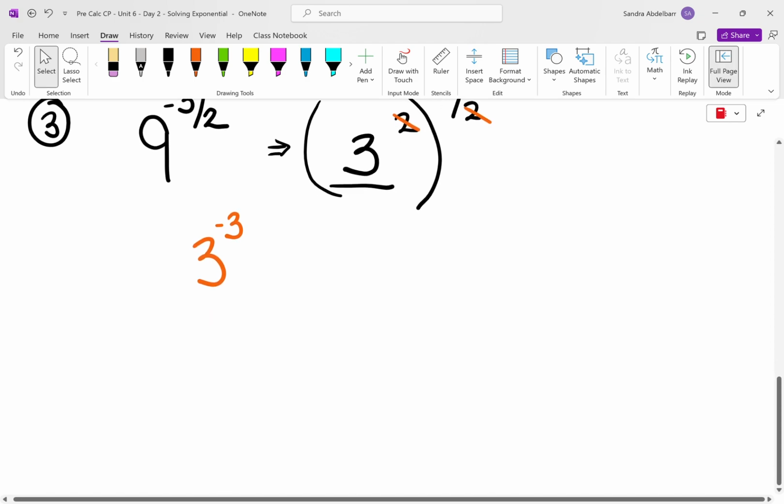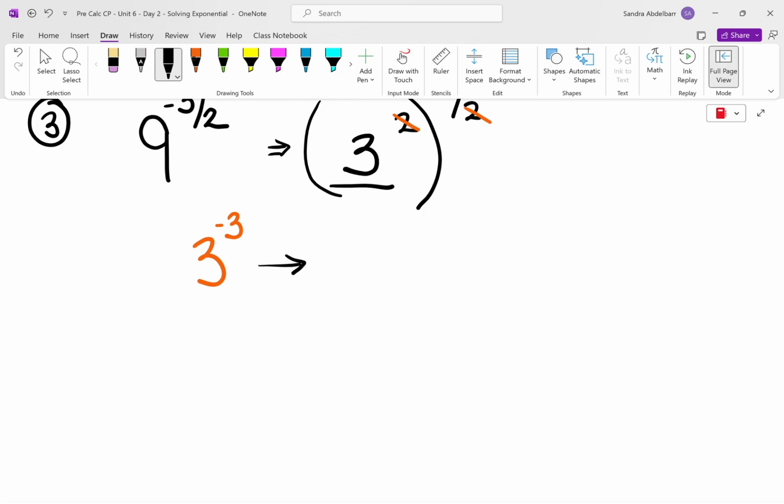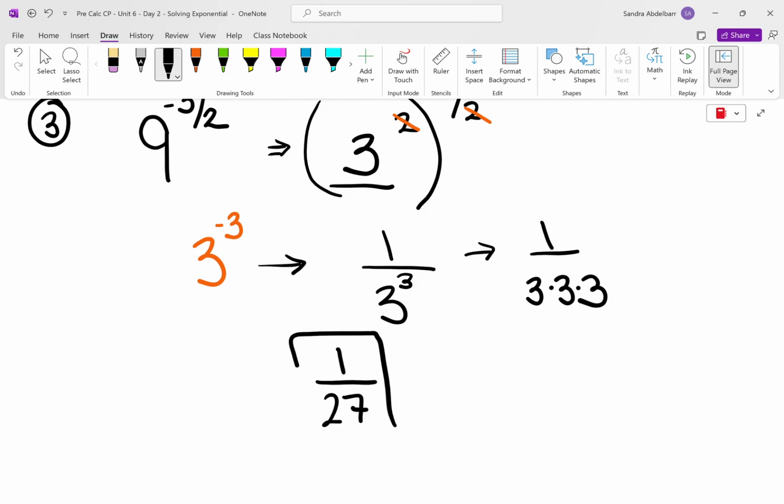How do we fix a negative exponent? Where do I have to move it to? Does anybody remember? The denominator, exactly. To fix a negative exponent, we need to move it to the denominator. What if it's already in the denominator? Where do we move it to? To the numerator, exactly. So now I have 1 over 3 to the 3rd power. Well, 3 to the 3rd power is 3 times 3 times 3, which is 27. So we are 1 over 27.